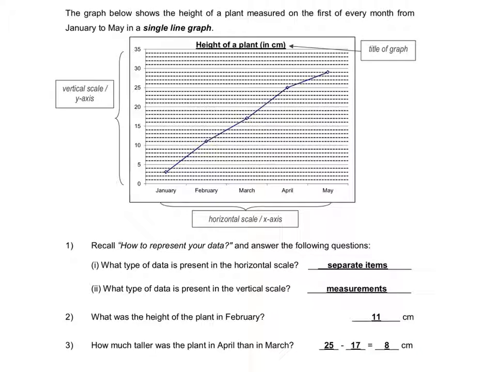Now, what is the height of the plant in February? This one is one plant only, by the way. So for the height of the plant in February, just draw up the line here. You can see that this is 11 cm. How much taller was the plant in April than March? April is 25, March is 17. So you minus these two together and you get 8. It has grown 8 cm more.